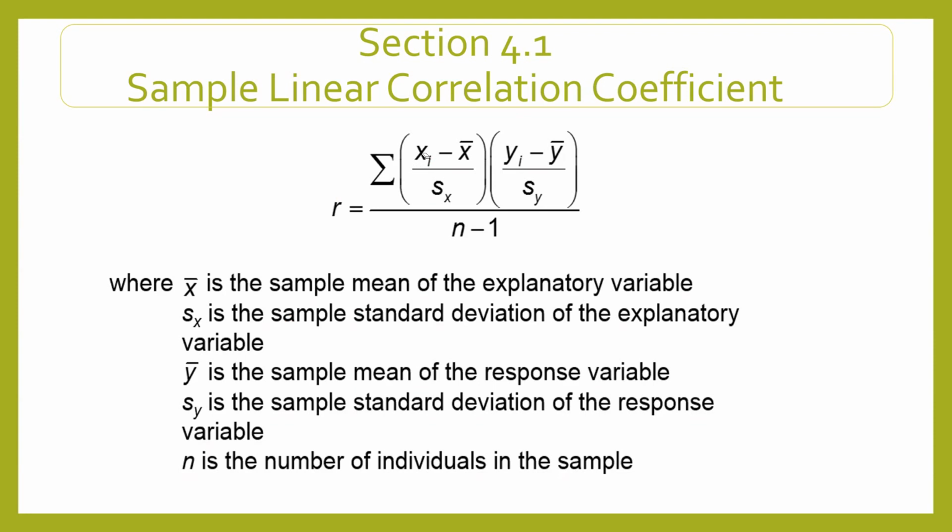All right, so here is the formula. We find the mean for each of the variables, and then we subtract it from every data point. We divide by the standard deviation of each variable, and then sum the multiplication and divide by n-1. Again, I'm going to make a separate video showing that you can compute this very easily in Excel or StatCrunch without going through this.